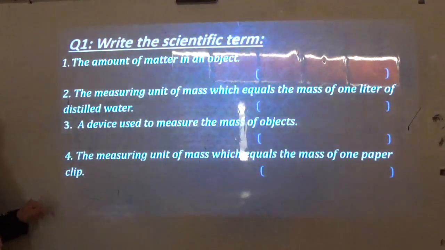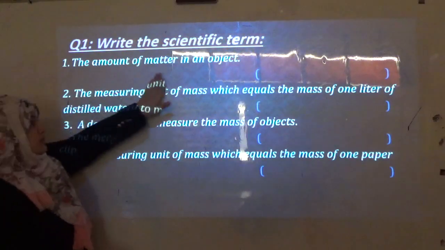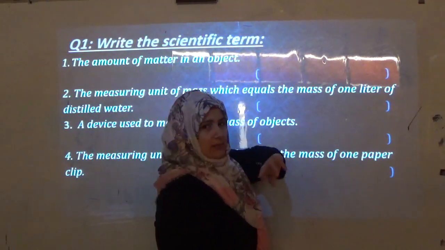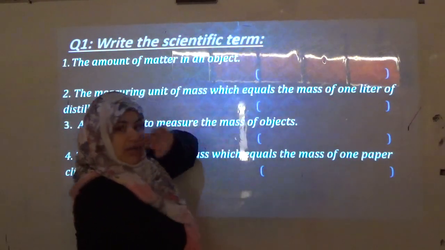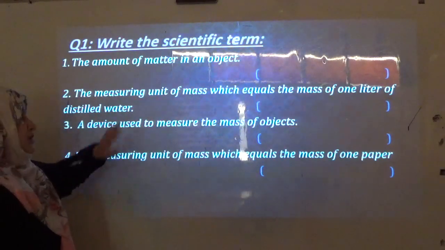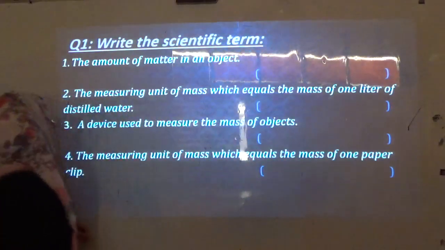Number one, the amount of matter in an object. The right answer for this question is: the amount of matter in an object is called mass. I can hear some of your answers.